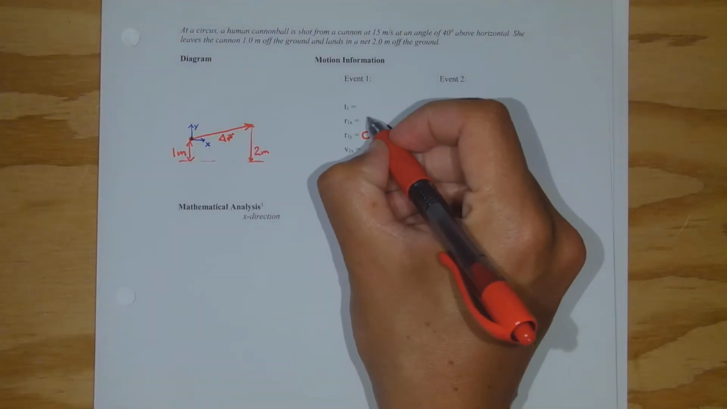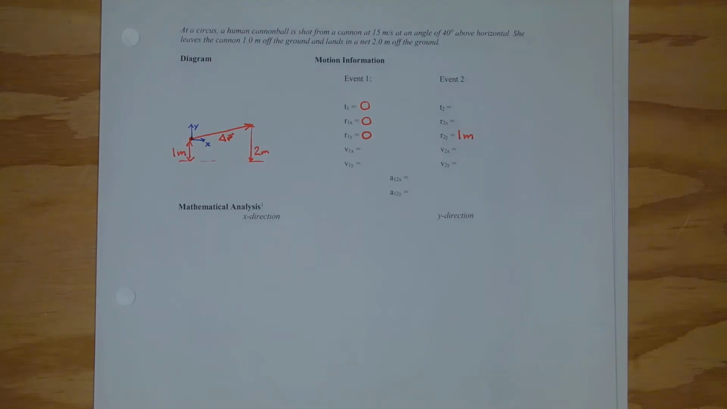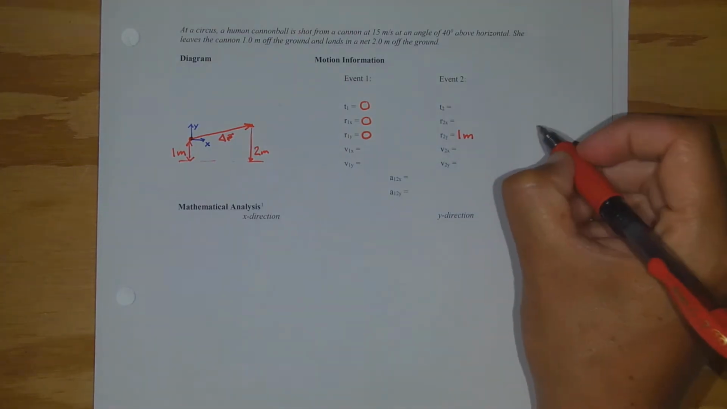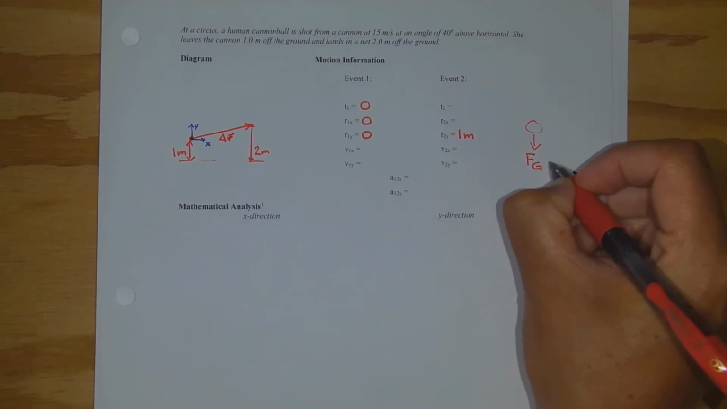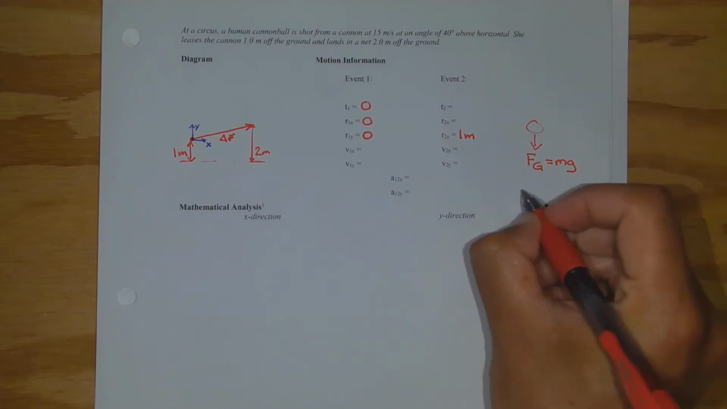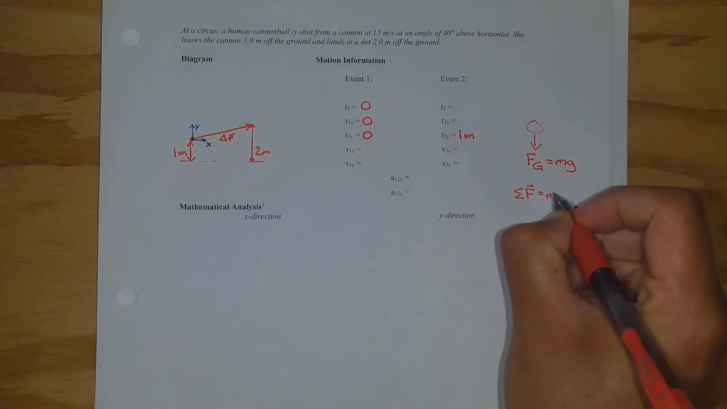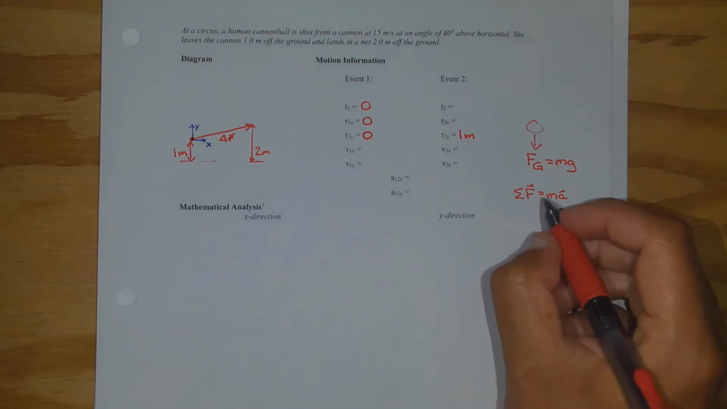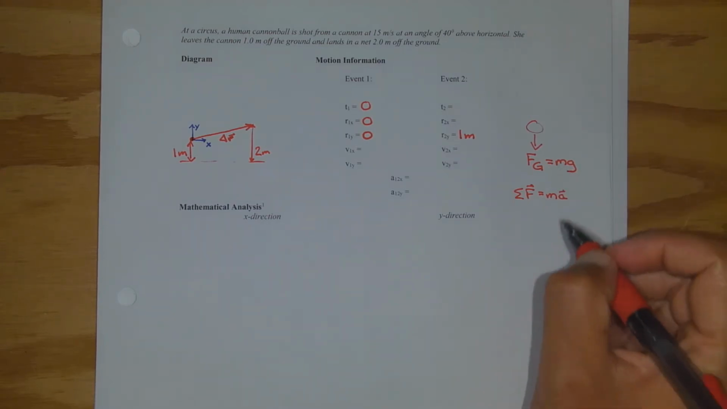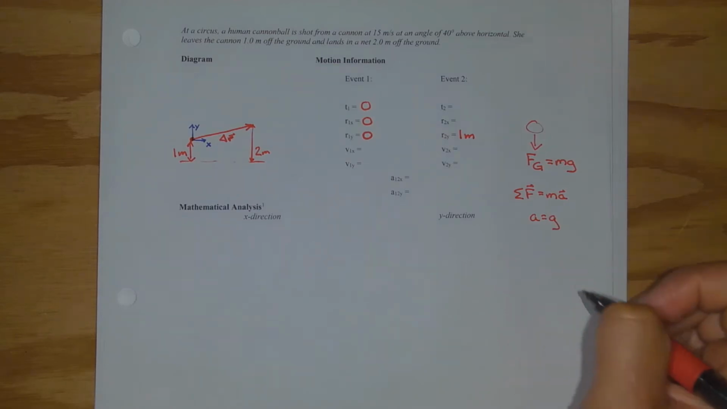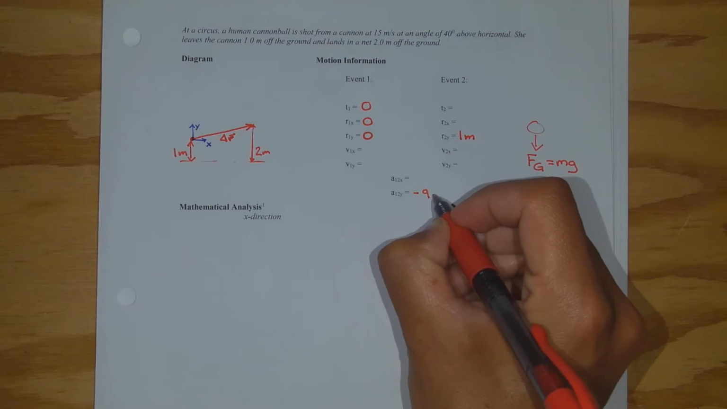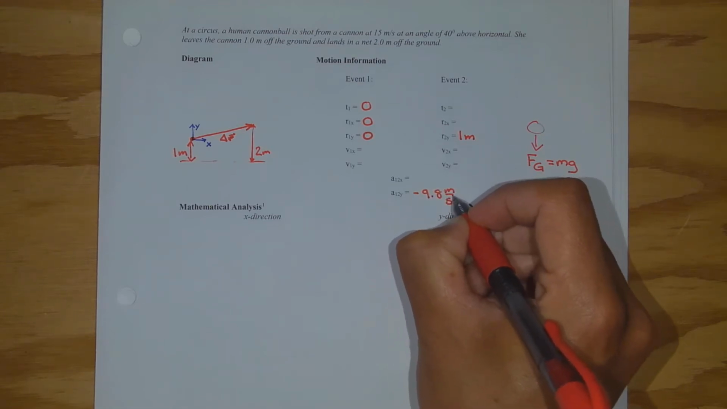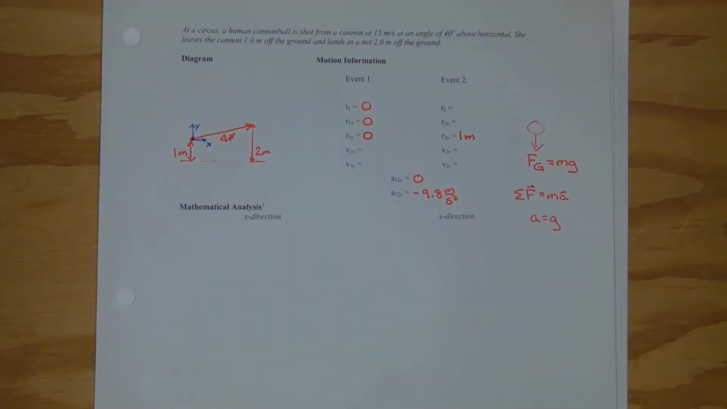If our origin is here, r1x is 0, t1 is 0. For the human cannonball, if we draw a free body diagram, we have only the force of gravity acting downwards. That's equal to m times g, and by Newton's second law, the net force is equal to the mass times the acceleration. Therefore, if we compare these, the acceleration is equal to g, pointing downwards. So the acceleration in the y direction is negative 9.8 meters per second squared, and the x component is 0. Let's go back and look at the problem statement now.